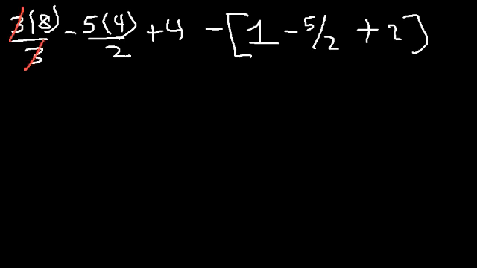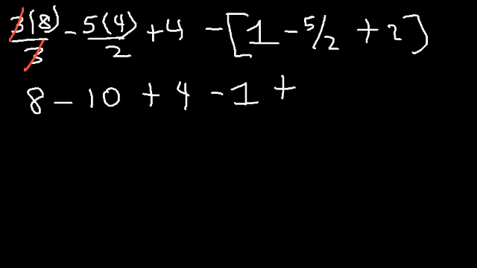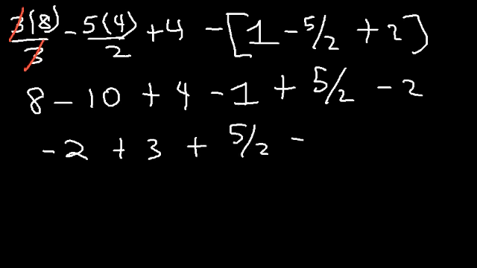Now we can cancel the 3's. 3 divided by 3 is 1, so this will just give us 8. 5 times 4 is 20. 20 divided by 2 is 10. And here we could distribute the negative sign. So it's going to be negative 1 plus 5 over 2 minus 2. 8 minus 10 is negative 2. 4 minus 1 is 3. Negative 2 plus 3 is 1.